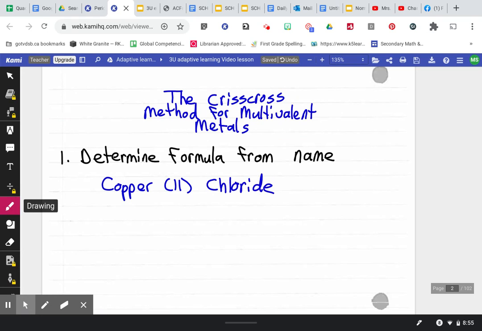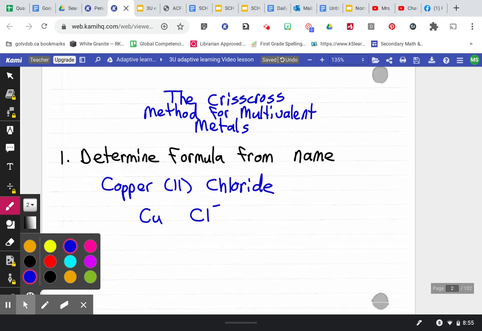So to use the crisscross method, we do exactly the same thing we did before. We write the symbol of the elements, and we write their ionic charges, and we know from our periodic table that chlorine or chloride has an ionic charge of -1. And we know copper can have either a +2 or a +1 ionic charge. But in the name, it's told us that it is the +2. So this Roman numeral 2 tells us that it's copper 2 plus.